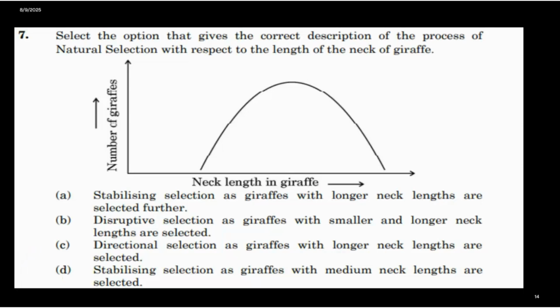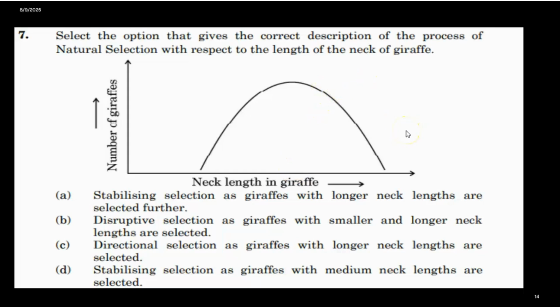In the seventh question, there is a graph where the neck length of a giraffe is given on the x-axis and on the y-axis it is the number of giraffes. The thing you have to know regarding selection graphs is stabilizing, disruptive, directional, whatever it may be. If it is disruptive, there will be 2 peaks. Keep that in your mind, then there is no confusion with disruptive selection. Then comes stabilizing and directional. In stabilizing, the peak will always come in the middle, and if it is directional, it will go a little bit away.